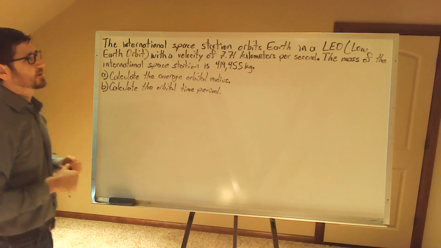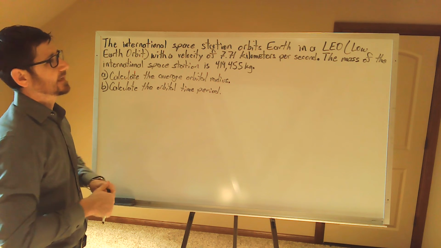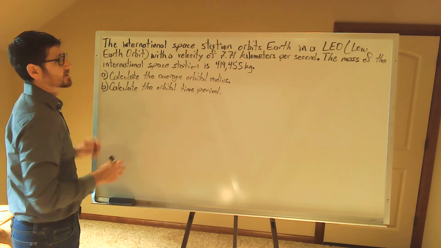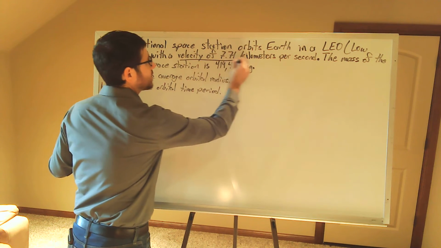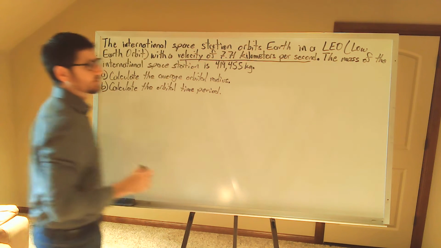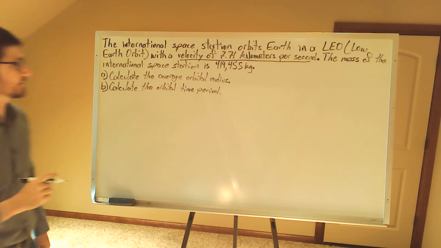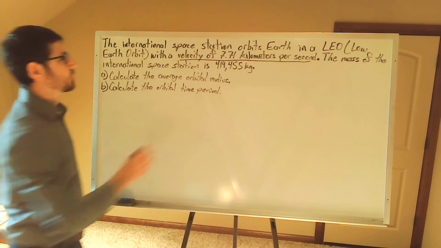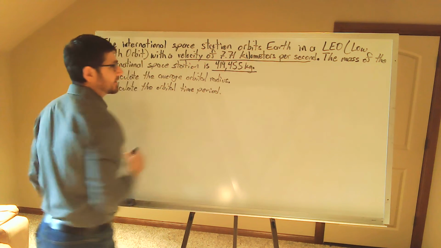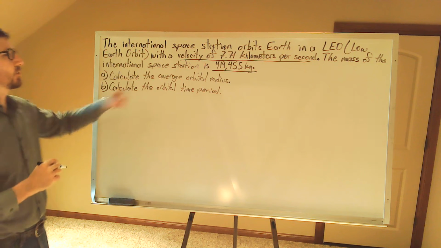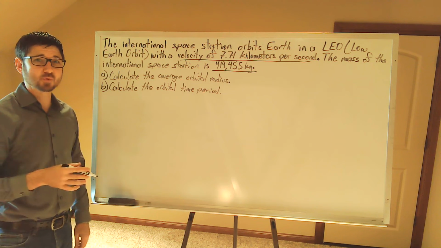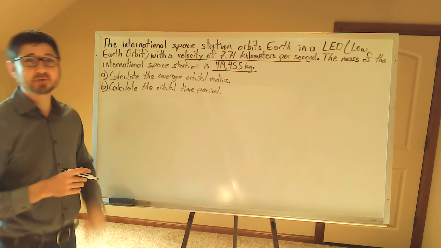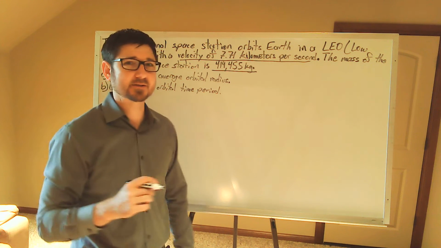The International Space Station orbits Earth in a LEO, which is low Earth orbit, with a velocity of 7.71 kilometers per second. The mass of the International Space Station is 419,455 kilograms. So in part A, it wants us to calculate the average orbital radius, and in part B, we're going to calculate the orbital time period of the International Space Station.